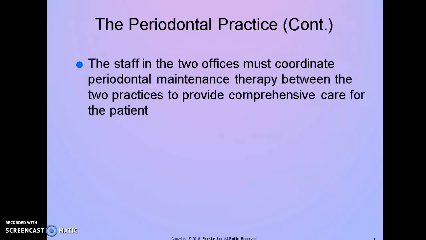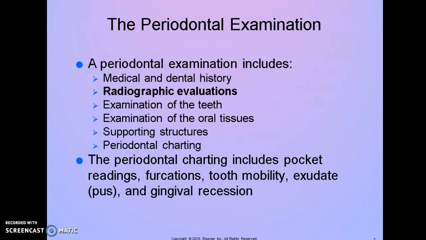The staff in the two offices, the general practice and the perio office, must coordinate these perio maintenance therapies between the two practices to provide comprehensive care for the patient. Typically, when the patient goes to the periodontal office, they would simply have their x-rays and their cleanings done by the periodontist and their staff. When they're referred back to their general dentist, that doctor will do a caries check and then do any restorative work that may be necessary.